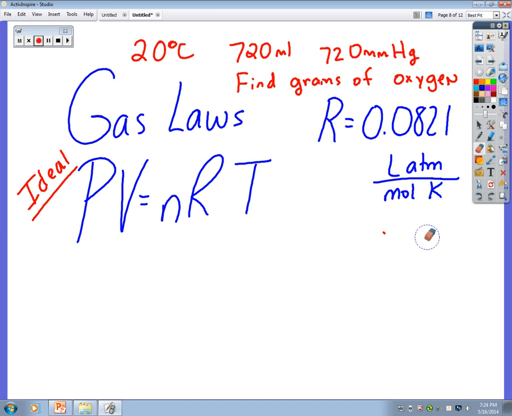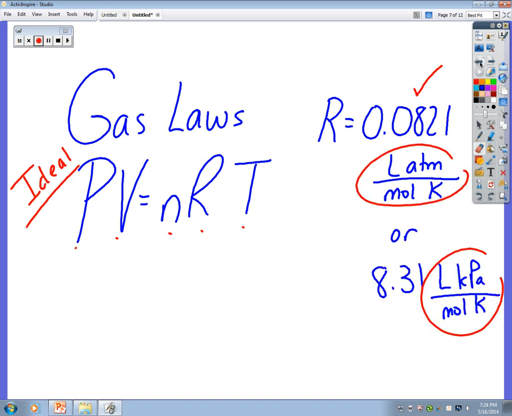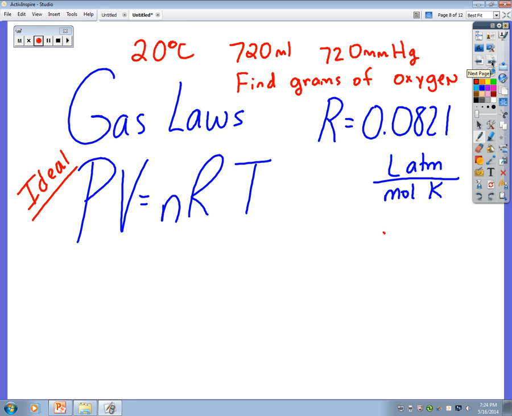Let me just say, though, that if you did have that one, you would have to change your pressure to kPa. And this one, you have to change it to atmospheres. That's why I like R. It tells me that when I have R, I need to change everything to be matchy-matchy and match that R label.